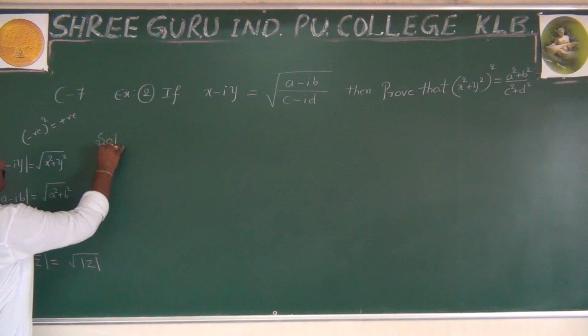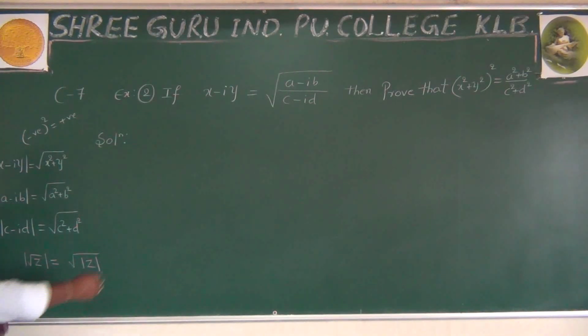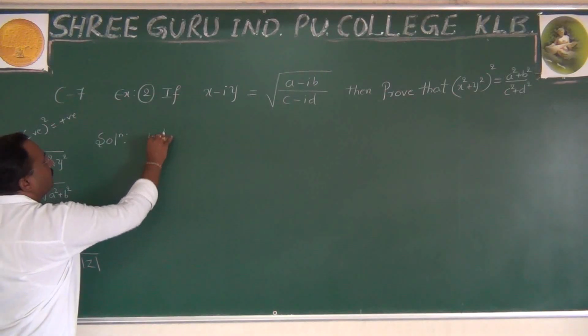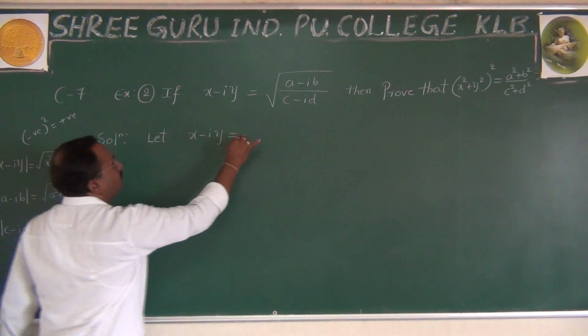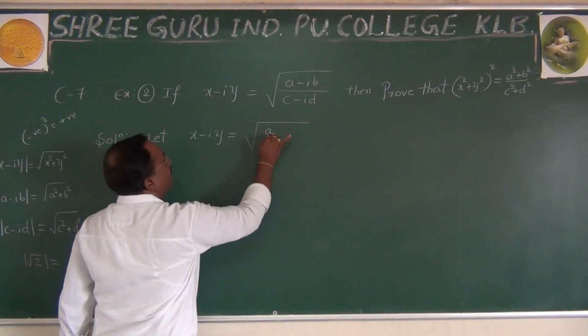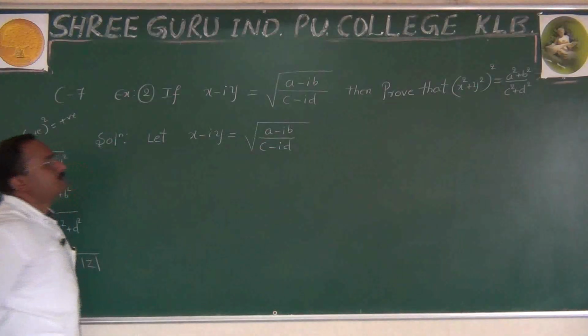Solution. Negative square is always positive. The modulus of x minus iy is equal to the square root of x square plus y square. The modulus of a minus ib is equal to the square root of a square plus b square. The modulus of c minus id is equal to the square root of c square plus d square. Here, the modulus of the square root of z is the square root of the modulus of z. Let x minus iy be equal to the square root of a minus ib divided by c minus id.